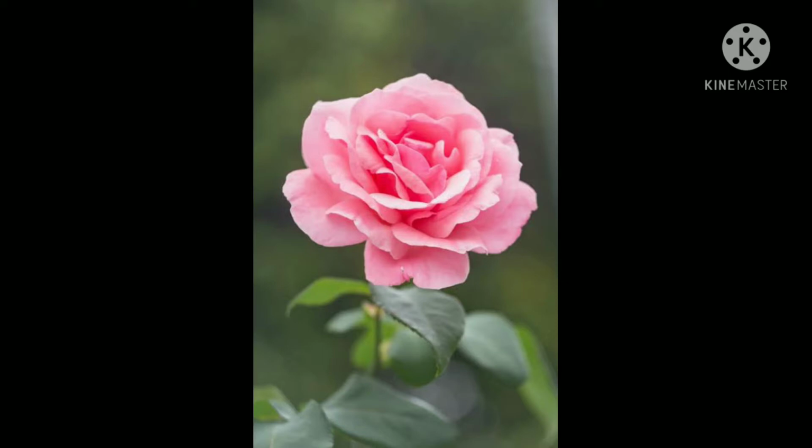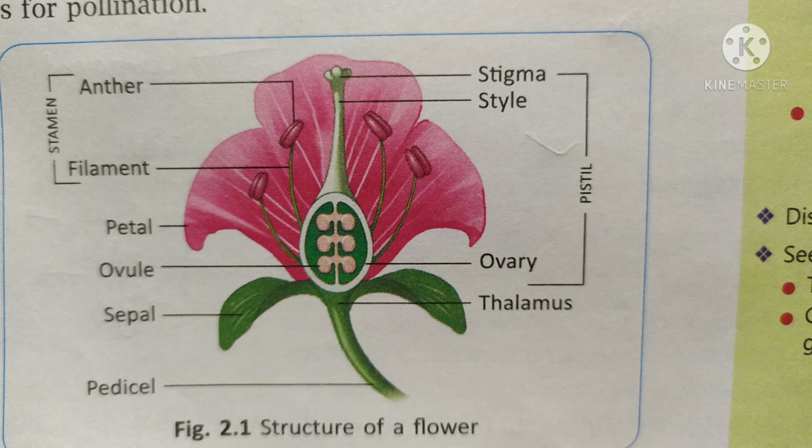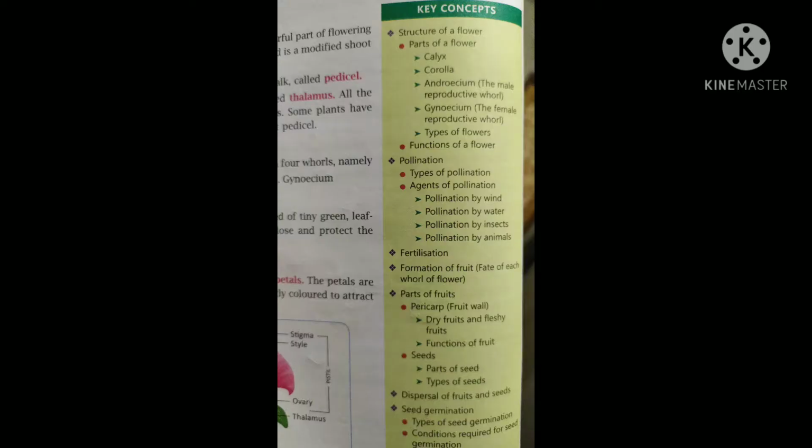Today we are going to start a new chapter, that is the flower. In this chapter, you will study the detailed structure of flower. Let us first see the key concepts you will be studying here. First, the structure of flower, then parts of flower, then pollination, types of pollination, and the agents of pollination, that is, how pollination happens and what agents are required for the pollination process.